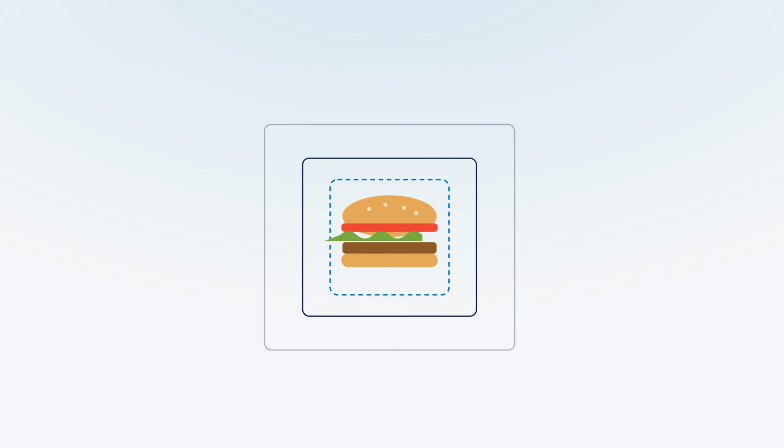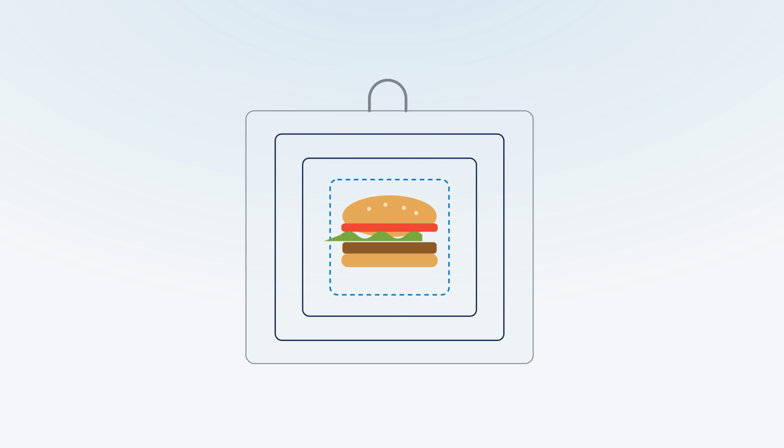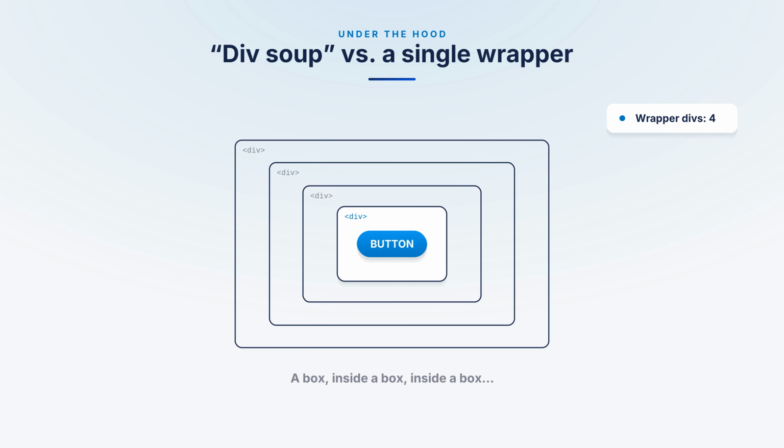Imagine you order one sandwich. Instead of handing you the sandwich in one wrapper, the restaurant puts it inside a small box and then puts that box inside a bigger box and then puts that box inside another box, and then it puts the whole thing inside a delivery bag. The sandwich is still there, you still get what you ordered, but there is a lot more packaging than necessary. That is roughly what people meant when they criticized Elementor for creating too much div soup.